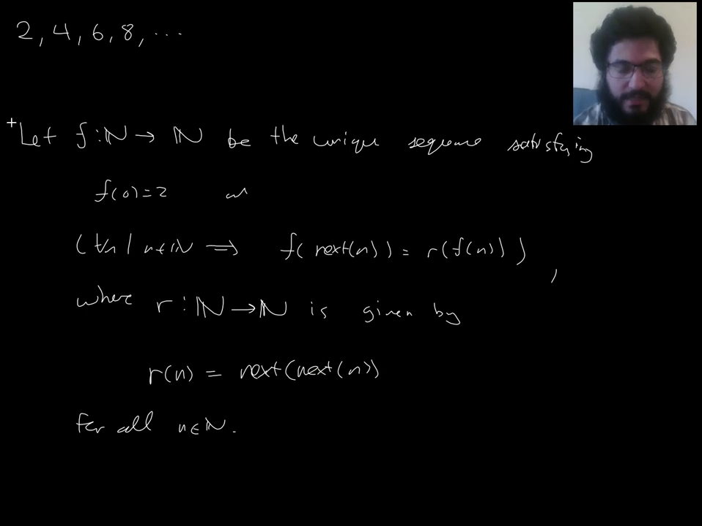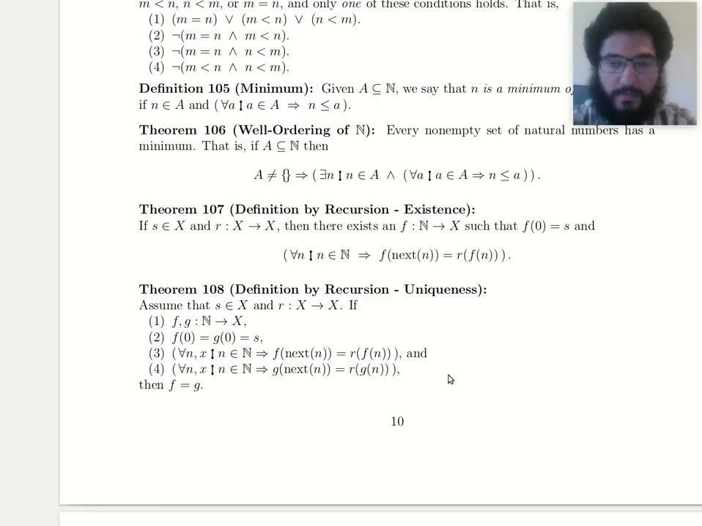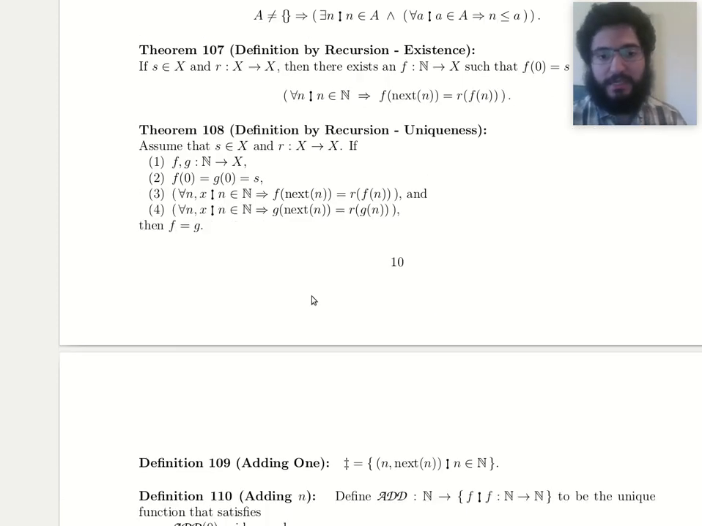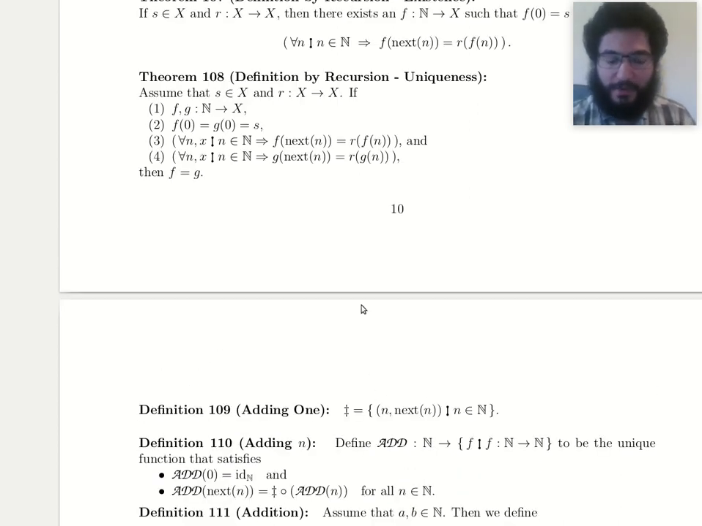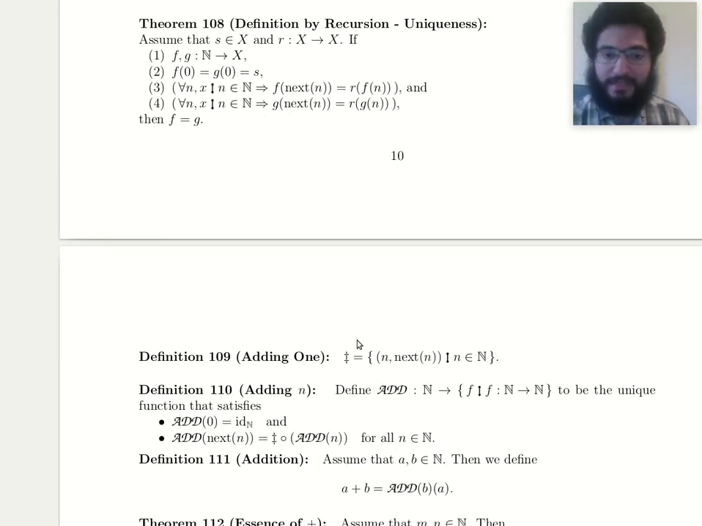So this is what we are now enabling. With theorem 107 and 108, we can say let f be the unique thing having the starting point we want and the recursion rule we want. And again, it is crucial that we have this as a way of making actual definitions, because we want to define addition coming up soon in the next video, and that's just going to require using recursion as our tool for definition.